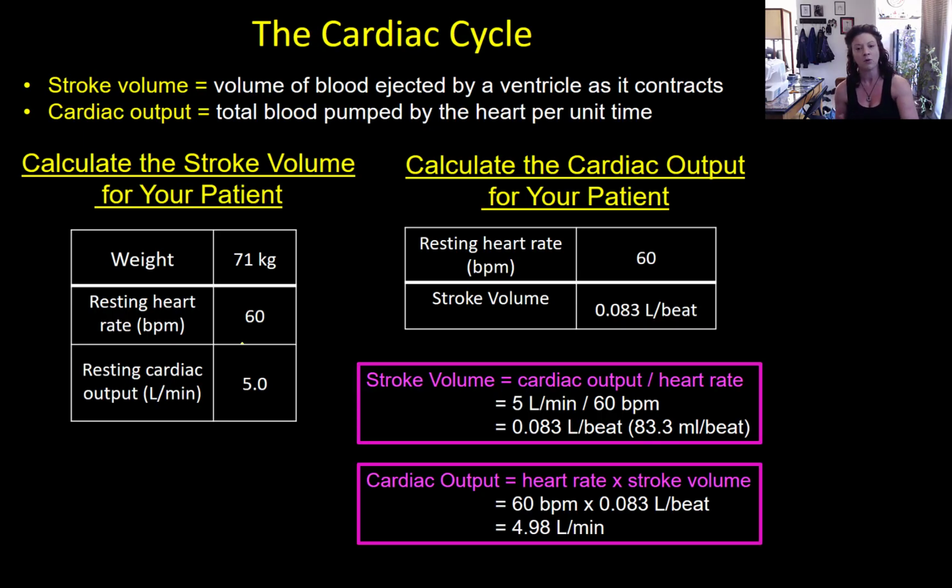Now there's a couple of important measurements that are taken of the cardiac cycle. They're diagnostic, they're important in determining cardiac health. The first is called stroke volume, the second is called cardiac output. Stroke volume is the volume of blood that's ejected by a single ventricle as it contracts. So how much actual blood is forced out of the ventricle when it's undergoing systole.